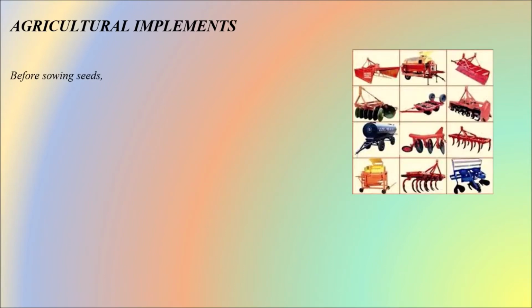In today's class, we will discuss agricultural implements from the topic crop production and management of class 8. What are agricultural implements? Before sowing seeds, we need some apparatus or machinery in agriculture. These apparatus or instruments are called agricultural implements.